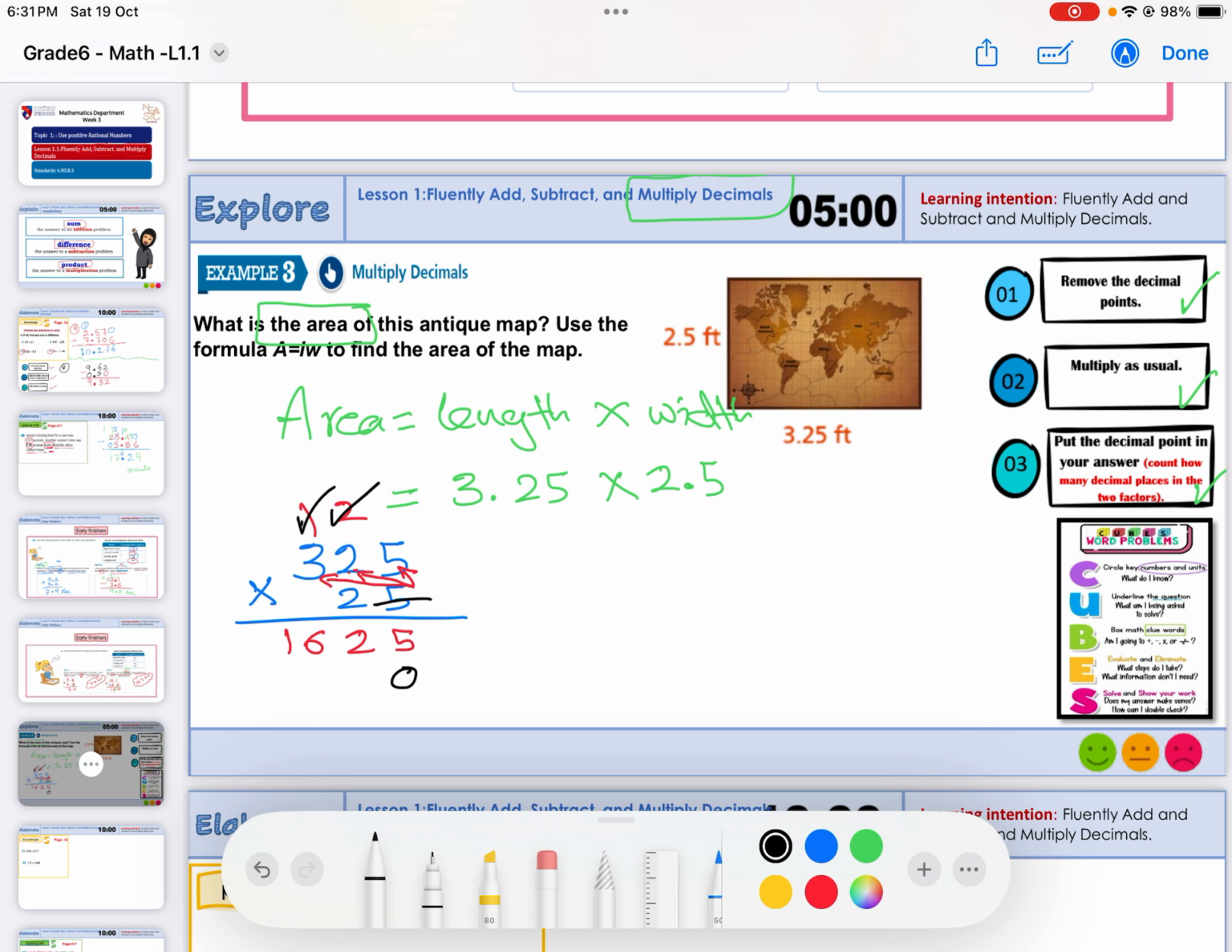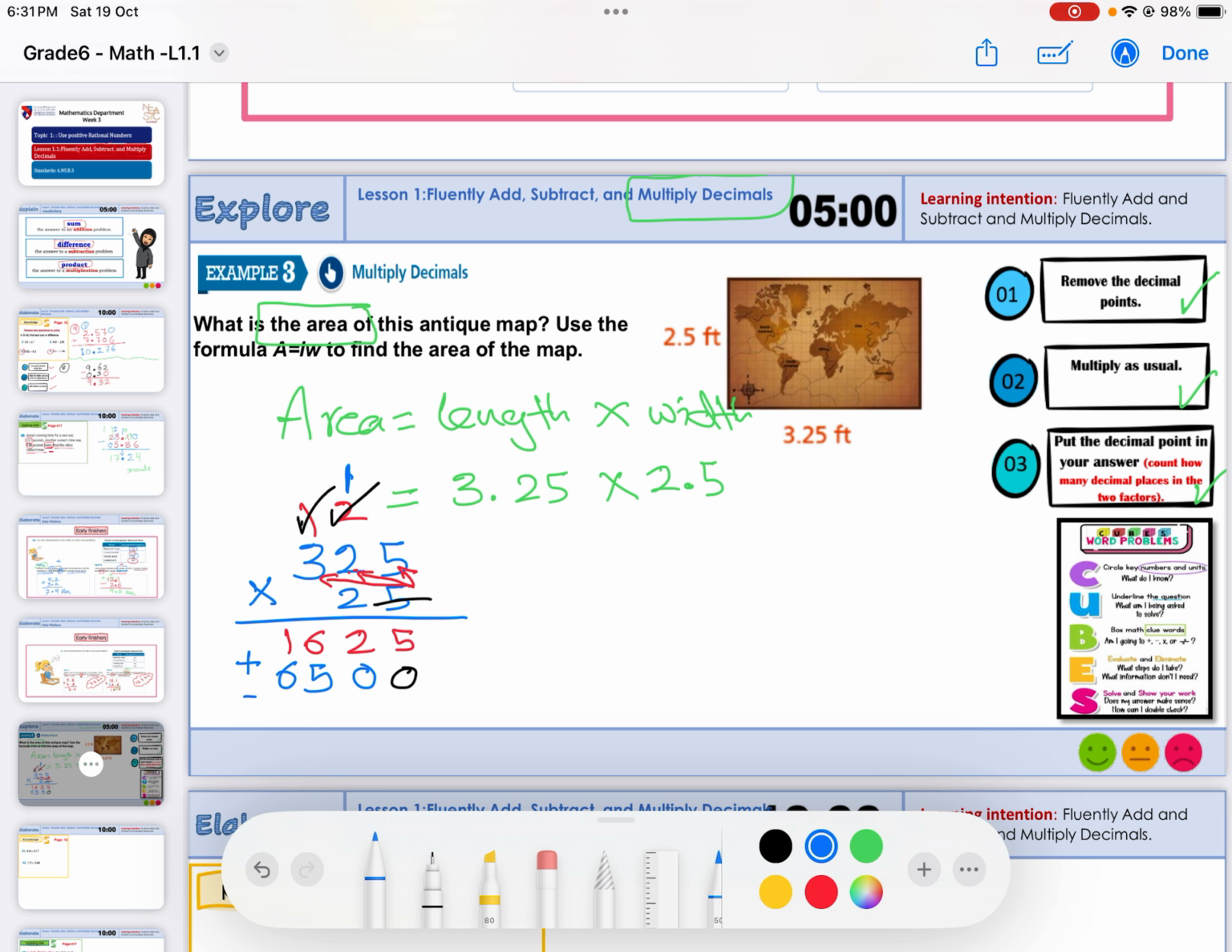2 times 5, that will be equal to 10, 0 down. 1, I will carry up. 2 times 2, that's a 4, plus 1, that's a 5. 2 times 3, that will be a 6.